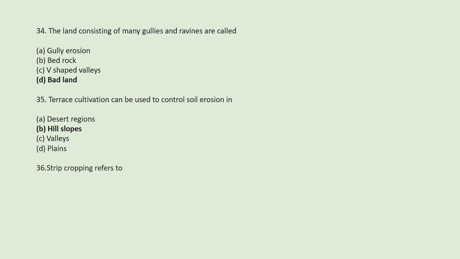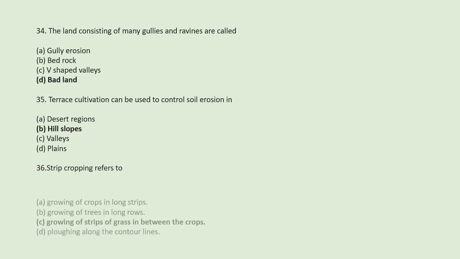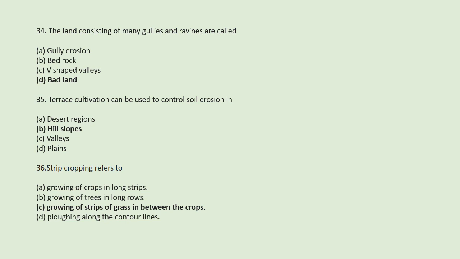Question 36. Strip cropping refers to A. Growing of crops in long strips, B. Growing of trees in long rows, C. Growing of strips of grass in between the crops, D. Plowing along the contour lines. Option C is the right answer. Strip cropping refers to growing of strips of grass in between the crops.